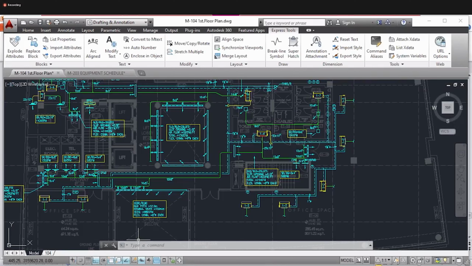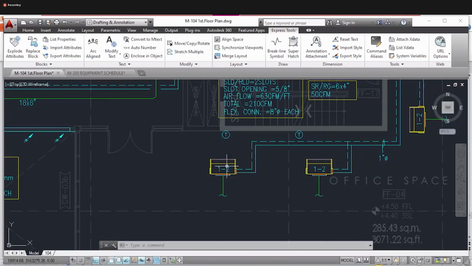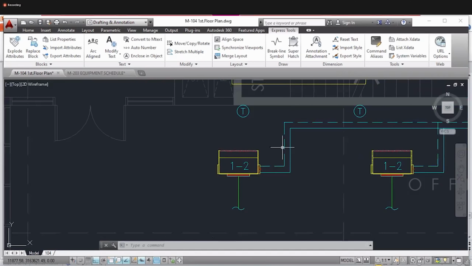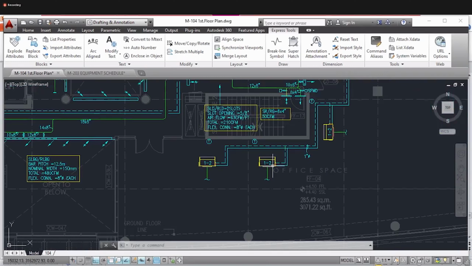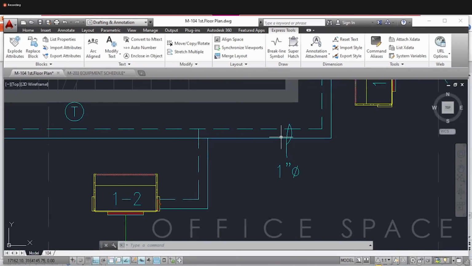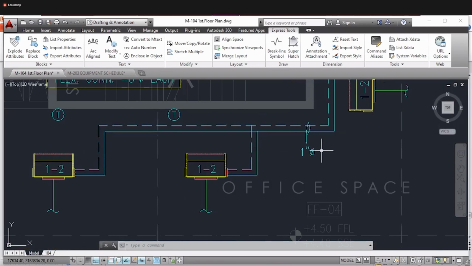So here are the AHUs. You can see AHU 1-2, AHU 1-3. This is an FCU, sorry, not AHU, FCU. This is the supply and return line. Here is also an FCU. So this is a pipe size. After designing, we have to put it here on the design drawing.